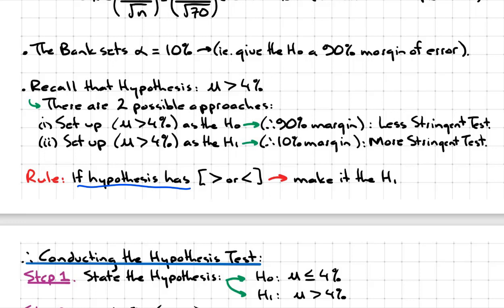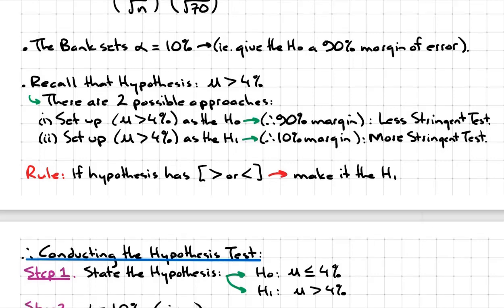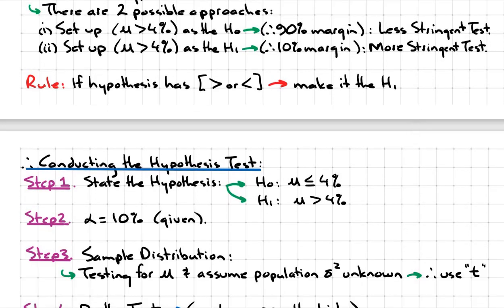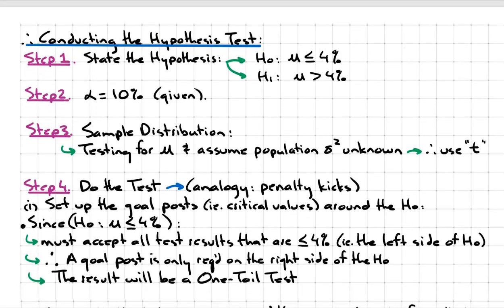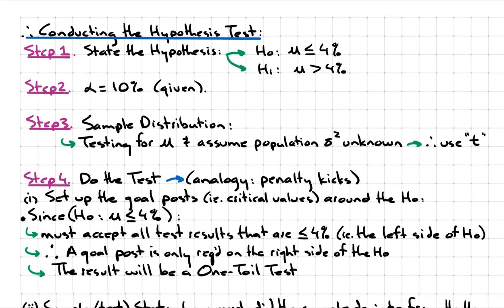Greater than or less than, as we do here, just make it the alternative and we'll just keep it at that. It's as simple as that. So that is the practice. So now that we've set up the groundwork, we can go ahead and do the hypothesis test. I have the hypothesis steps simplified down to just 4 steps.